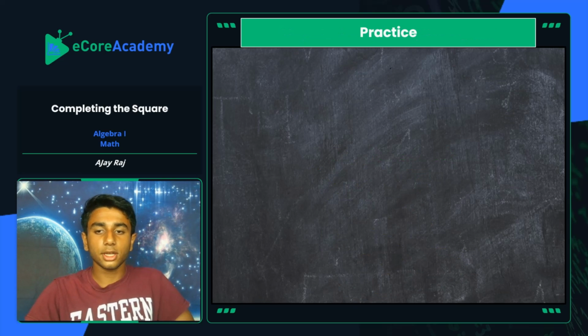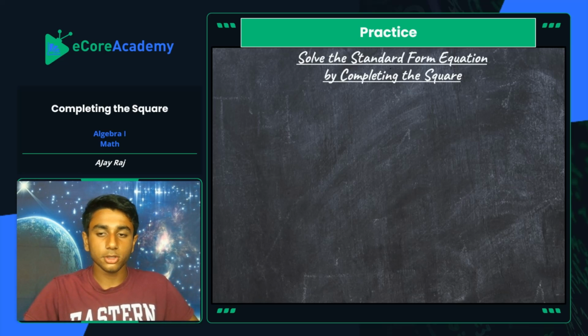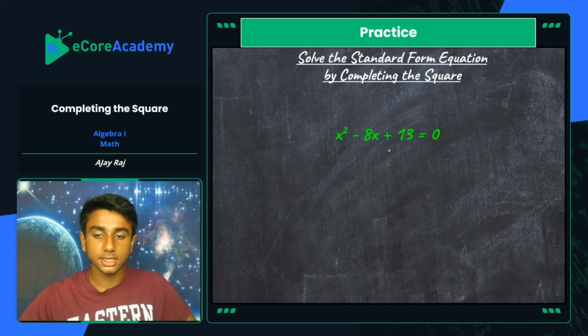All right, so now let's take a look at some more practice just like that, but we'll go through these a lot smoother, and I'll write them all out at a quicker pace. So let's solve the standard form equation by completing the square. We're given the standard form equation x squared minus 8x plus 13. Remember, the first step is move c to the right-hand side of the equation, so subtract 13 from both sides. We're left with x squared minus 8x equals negative 13.